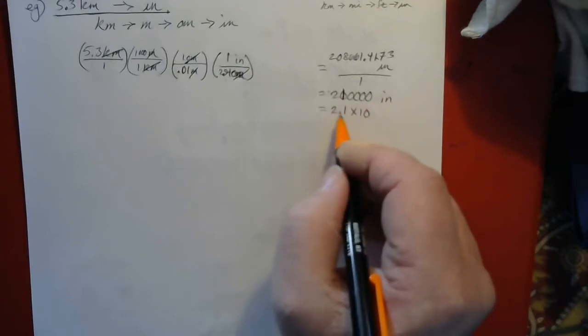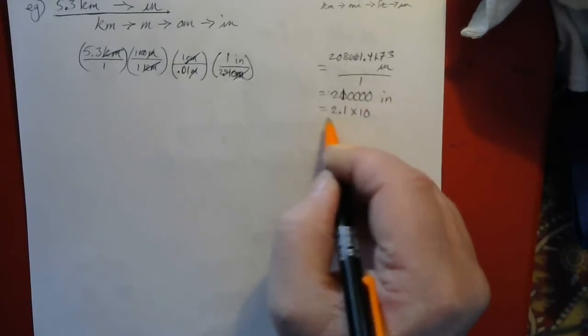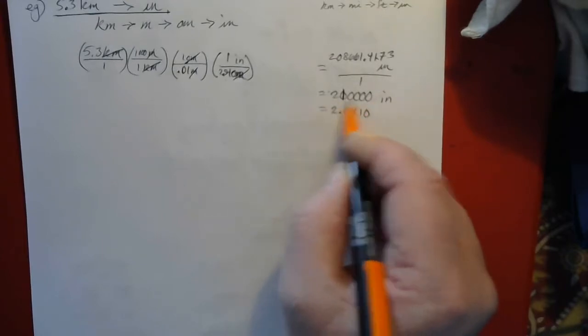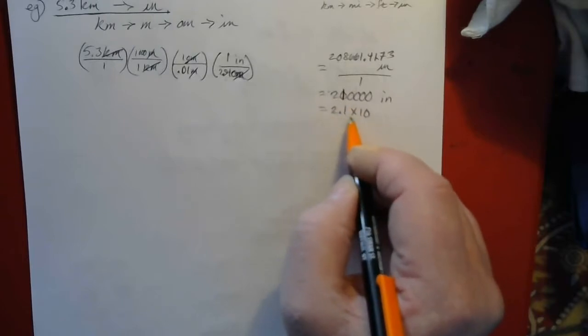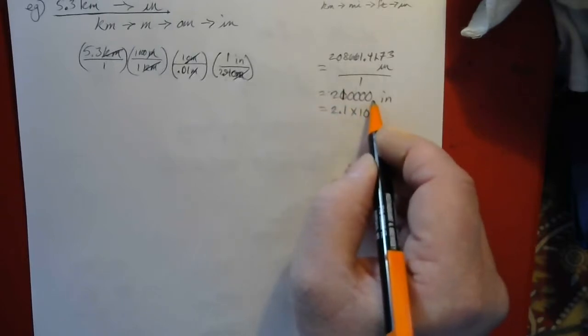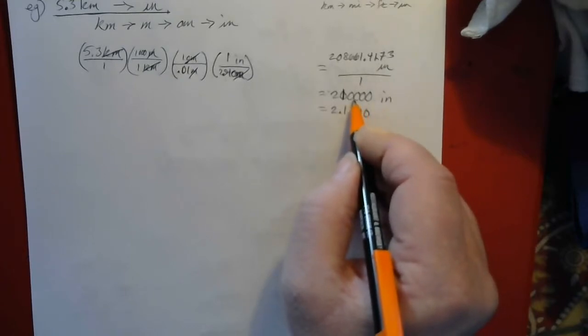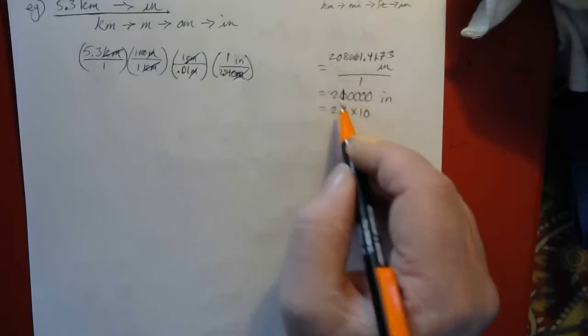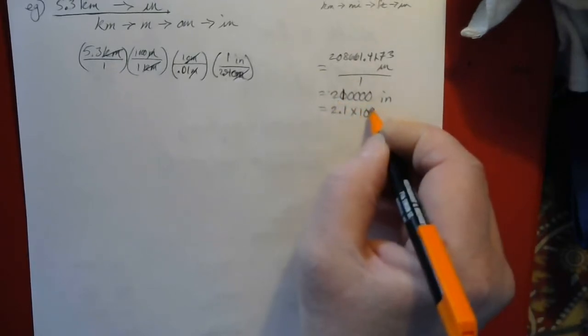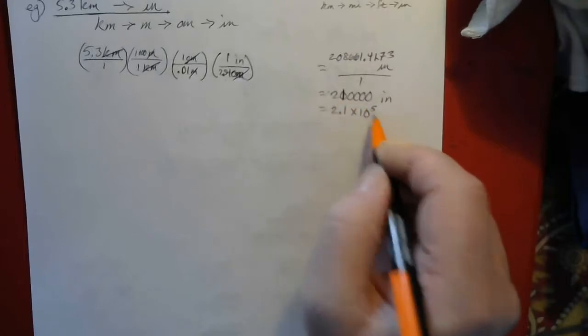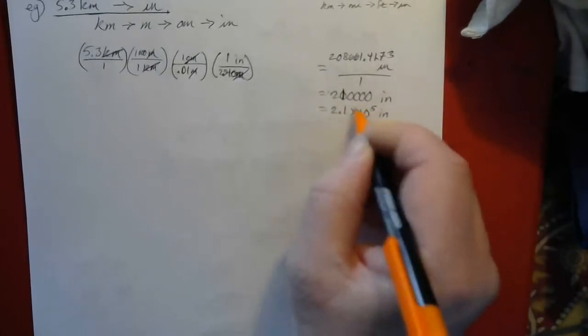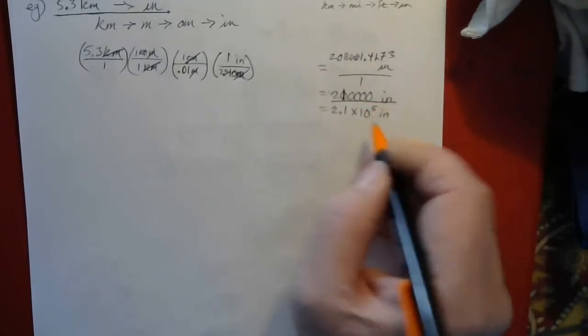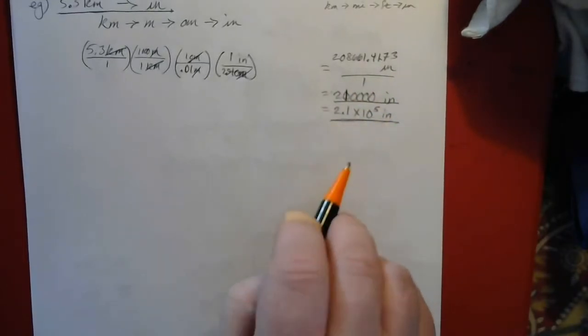We have to move the decimal in order to get the first part of the number to be between 1 and 10. In other words, 210,000 is going to become 2.1 times 10 to something. We have to move the decimal point from where it is at the end of the number 1, 2, 3, 4, 5 places to the left. And this is a large number, so it's going to be a positive exponent. So we could give this as 210,000 inches with no decimal point, or 2.1 times 10 to the 5th inches.